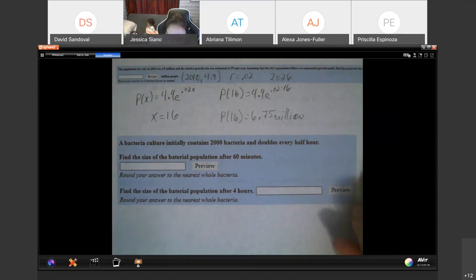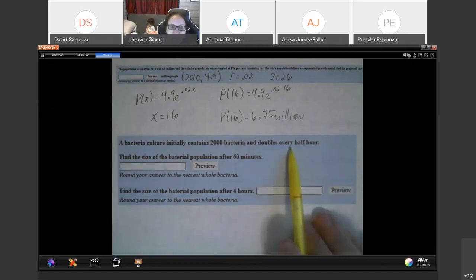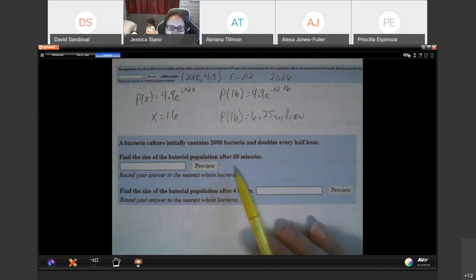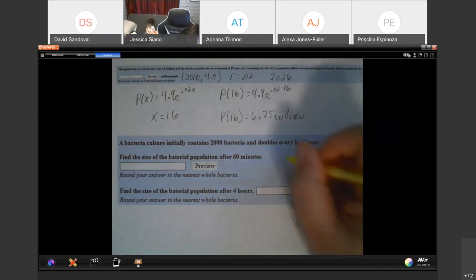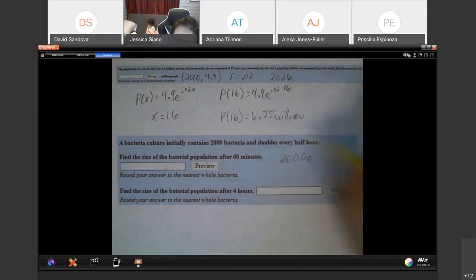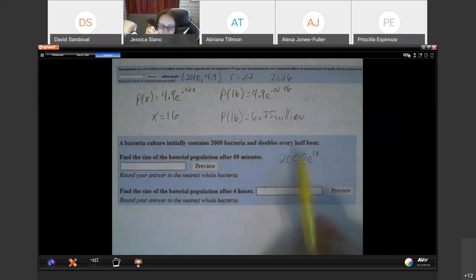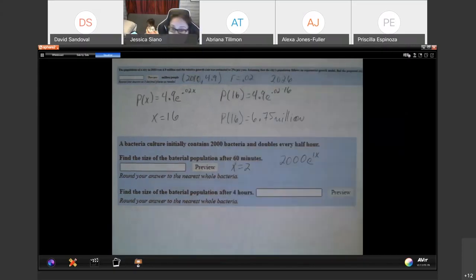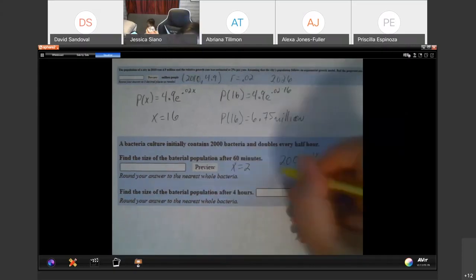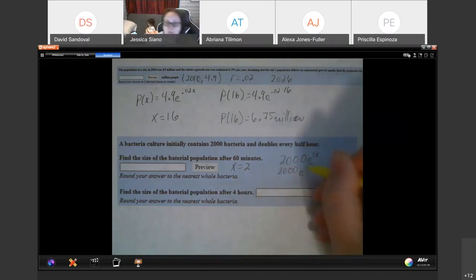A bacterial culture initially contains 2,000 bacteria and doubles every half hour. Find the bacteria after 60 minutes. Okay, so we have 2,000. It increases by 100%. So how many times would it double in 60 minutes? That's what you need to ask yourself. So if it doubles every half an hour, then this means that it doubles twice. So we would say 2,000 e to the 2.